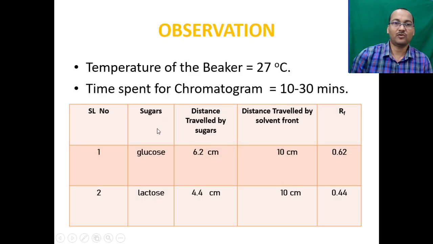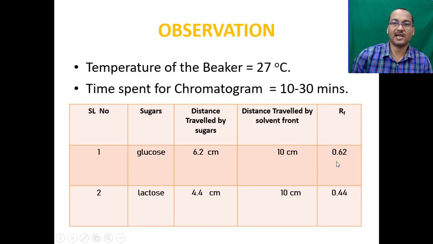So here we have to note down the data in the form of a table. The sugar glucose has traveled a distance of 6.2 cm and lactose has traveled 4.4 cm, and the distance traveled by the solvent front, let's say, is 10 cm. So the Rf values are found to be 0.62 and 0.44.